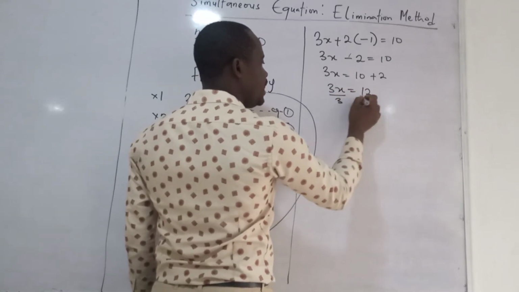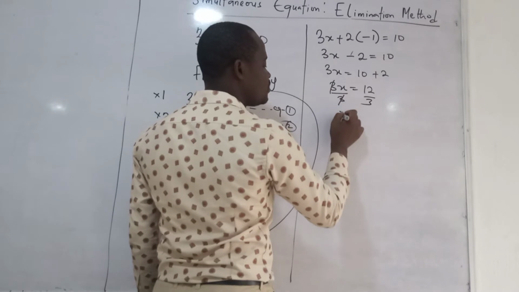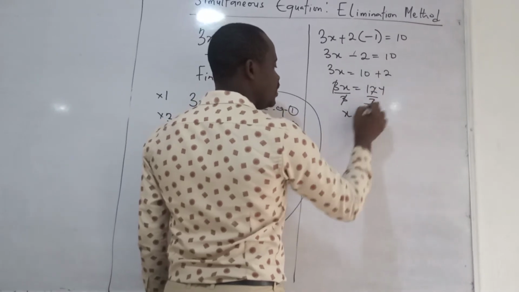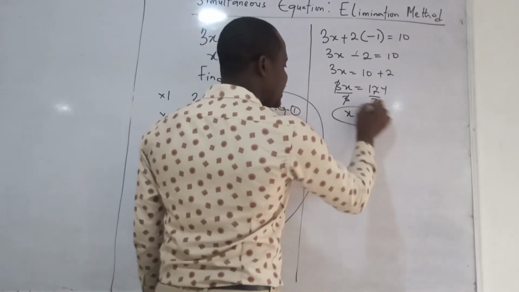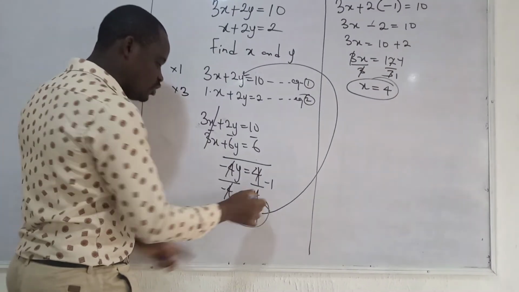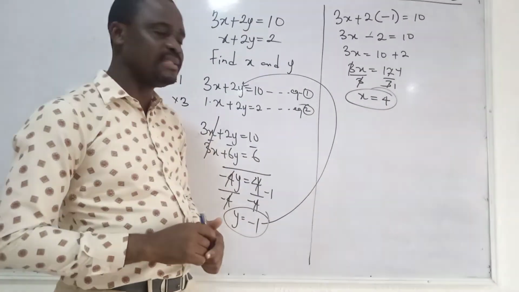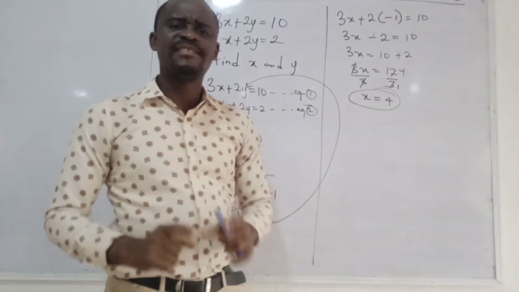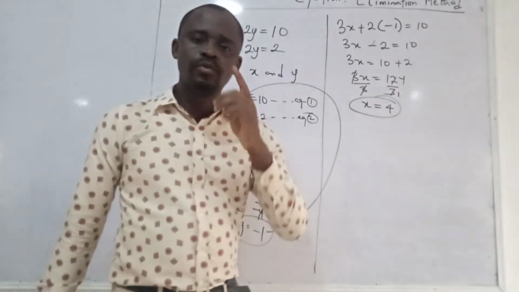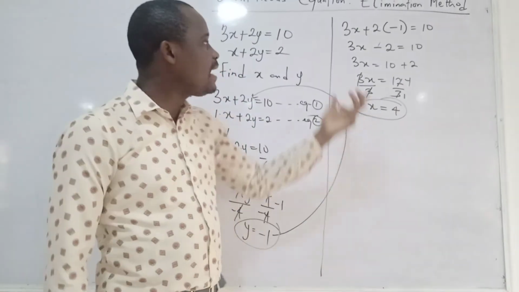Now divide through by 3. X will be what? This here 1, this here 4. X will be what? 4. Class, I have y to be minus 1. I have x to be what? 4. I tell my students this, that whenever you get answers for simultaneous equation, it is good for you to check. How can you check?